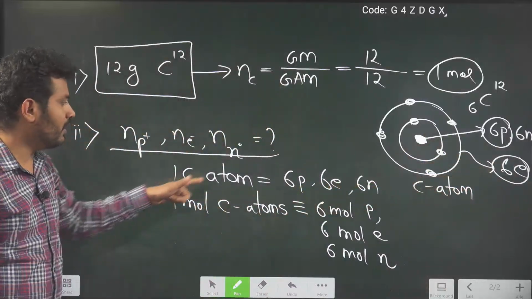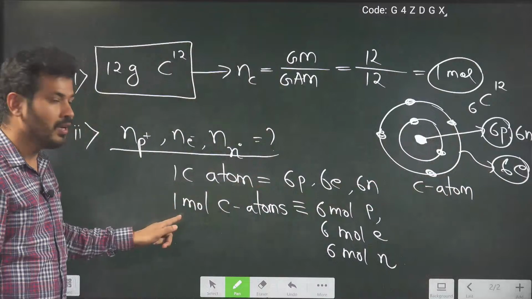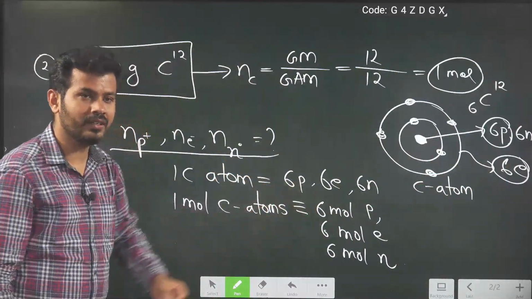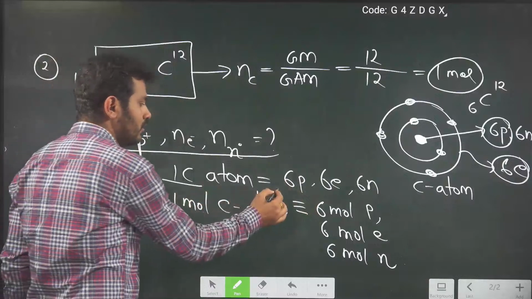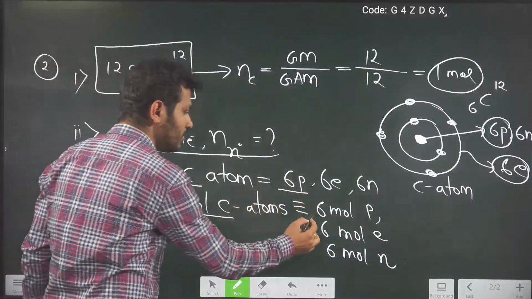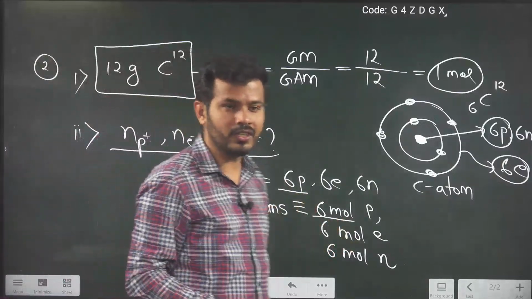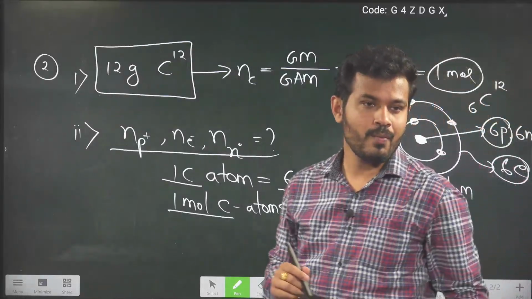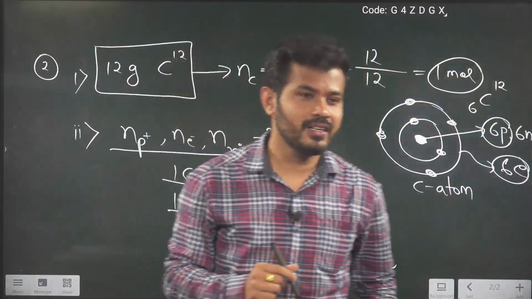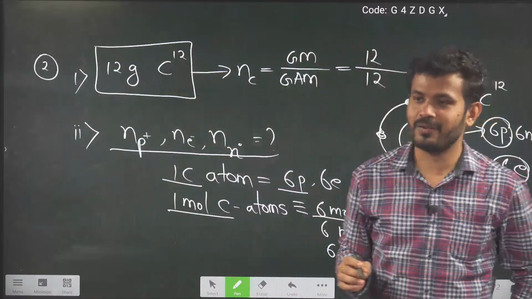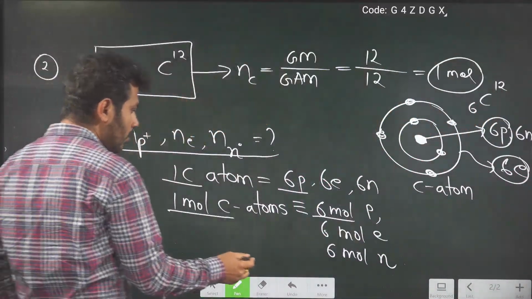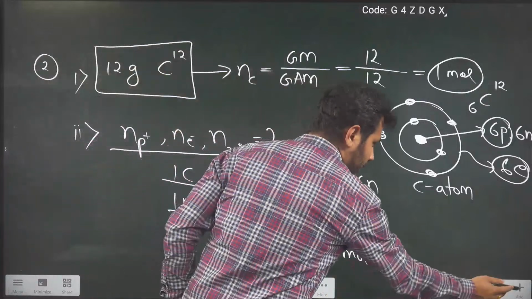If one carbon contains these many particles, 1 mole will contain how much? 1 carbon, 6 protons. 1 mole carbon, 6 moles protons. Avyakt, is it understood? Please let me know in the chat section. Yes, very good. So now proceeding further to the next part.